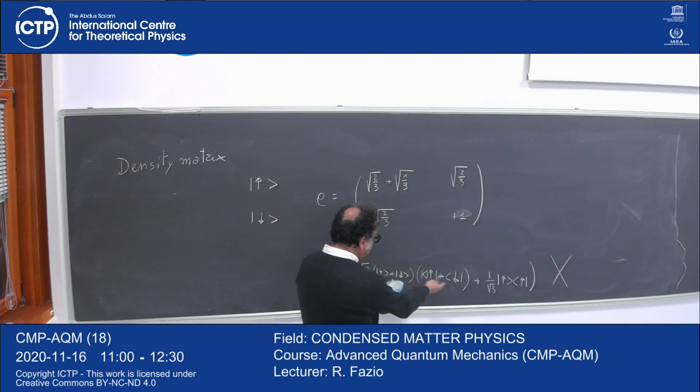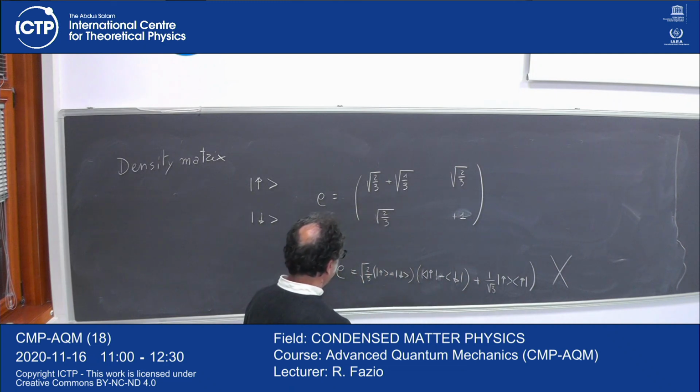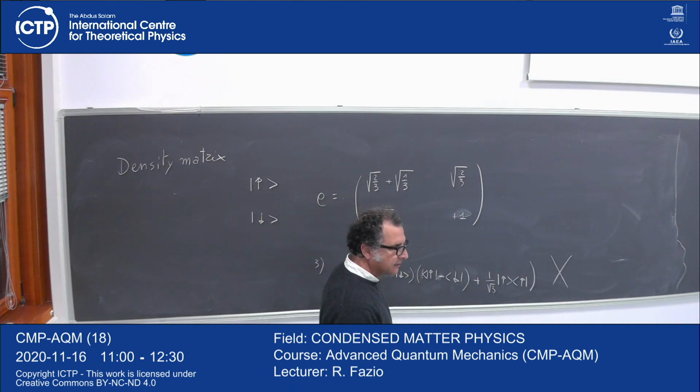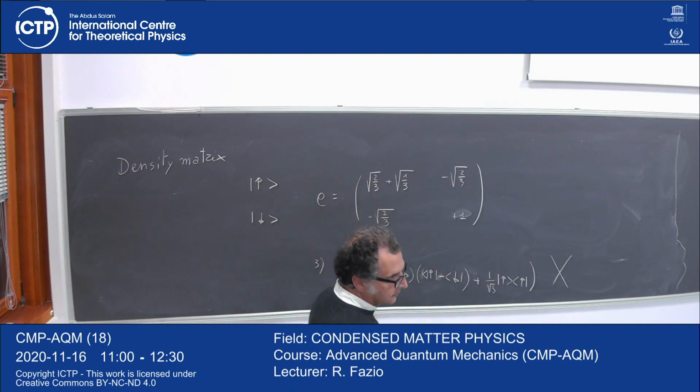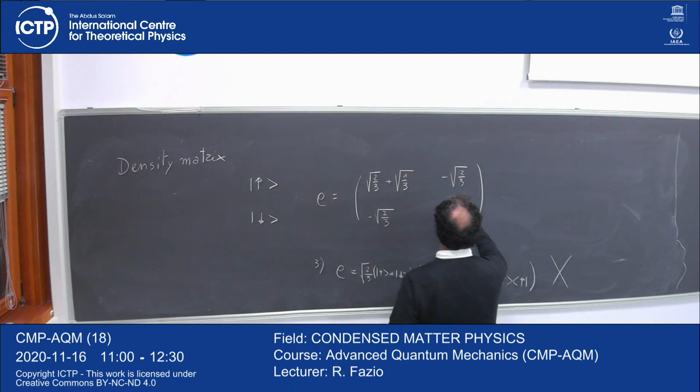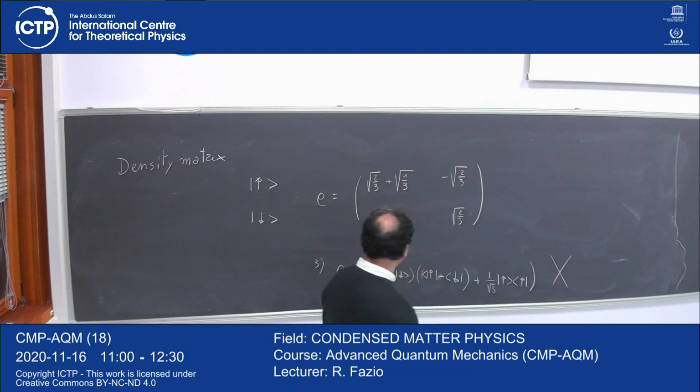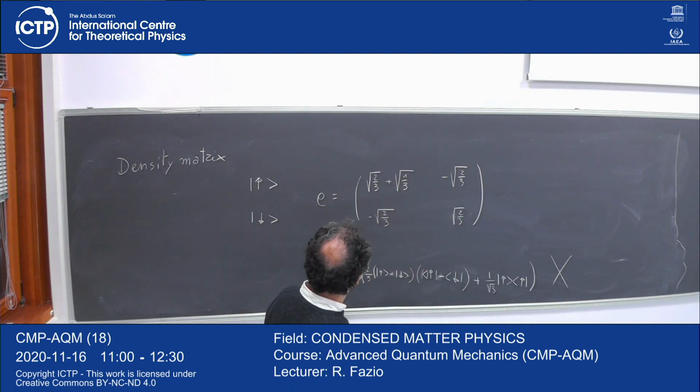So what I wrote was... I wanted to consider this case, 2 over 3. I just wanted to consider this case, okay? So I have now a minus here and a minus here. No, I mean, you have square root of 2 over 3. Yeah, it's not plus 1, it's square root.